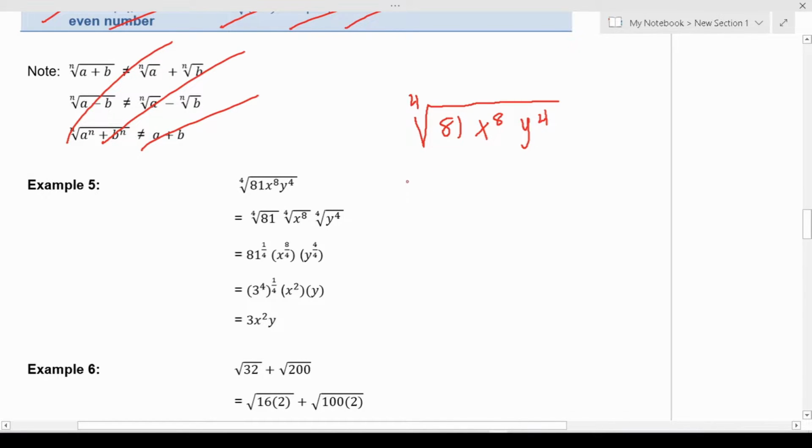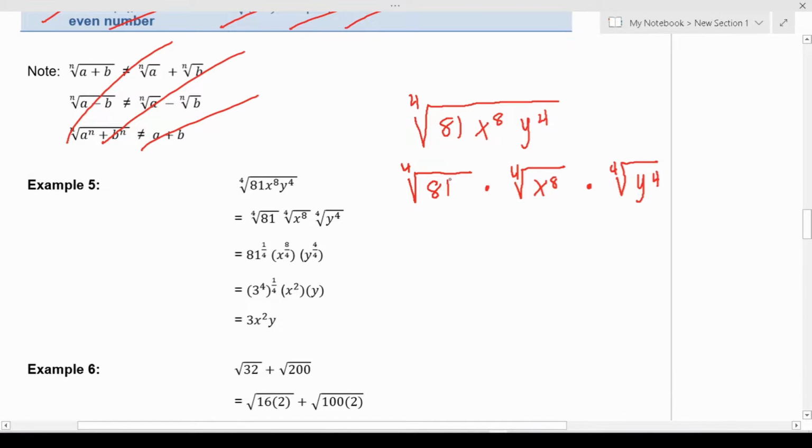That is, I can rewrite this like this. I can take the fourth root of 81 times the fourth root of x to the eighth times the fourth root of y to the fourth. Okay, so using that radical law, I took this and rewrote it like this.